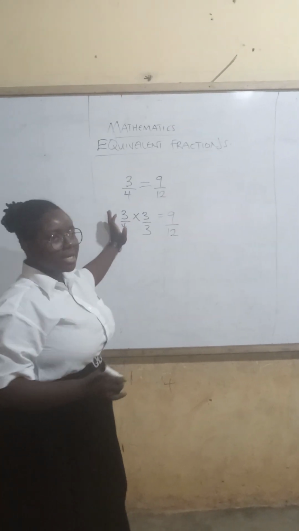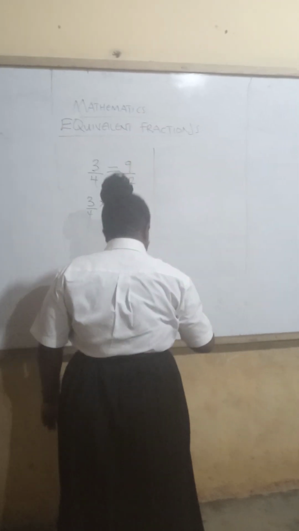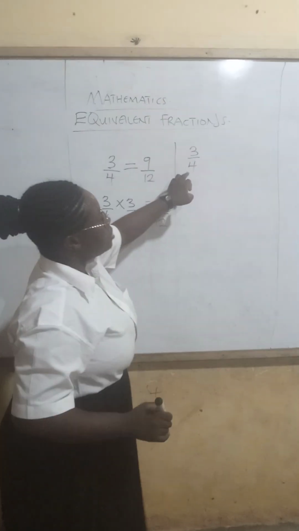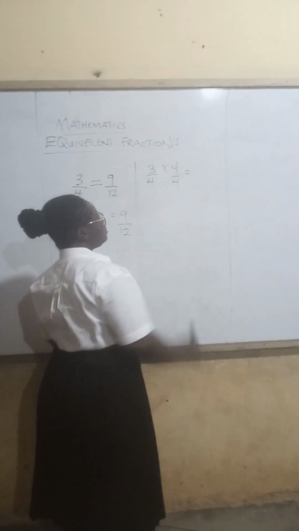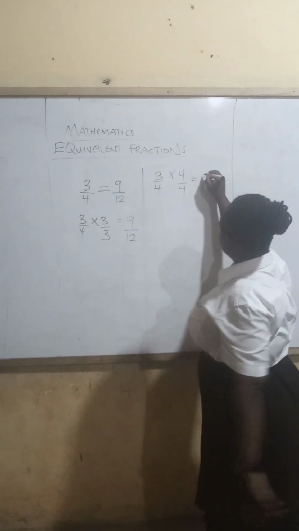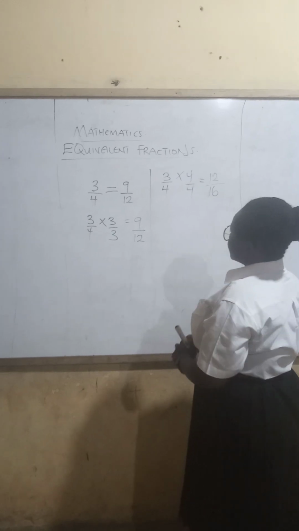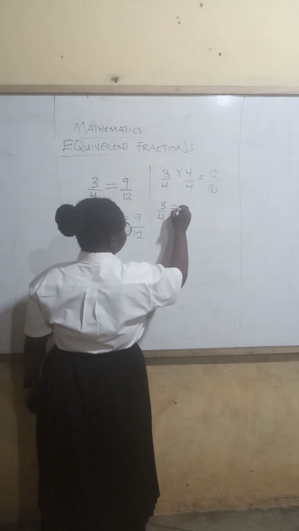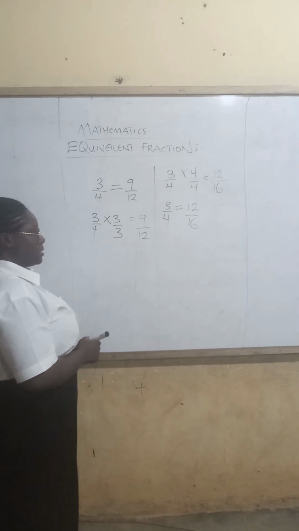Let's use the denominator to multiply the fraction. So with 3 out of 4, we are using the denominator, so times 4 out of 4. 3 times 4 will give us 12. 4 times 4 will give us 16. So it means 3 out of 4 is equivalent to 12 out of 16. Hope we are all focusing.